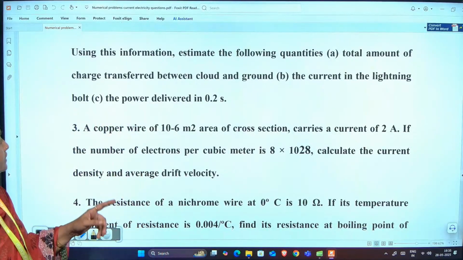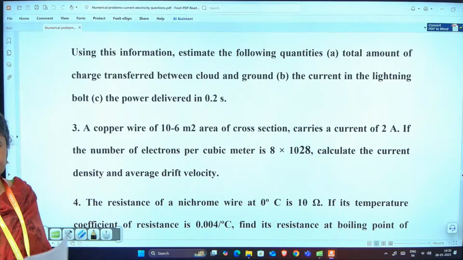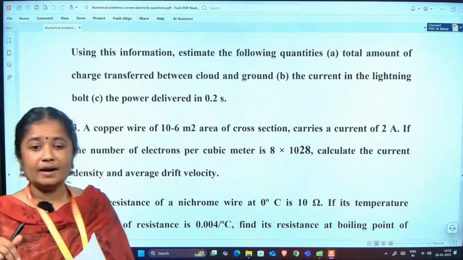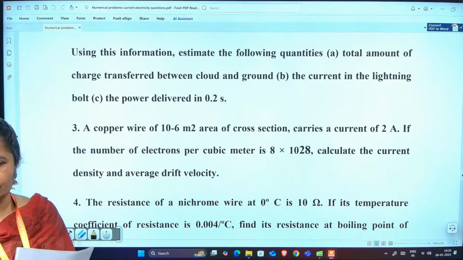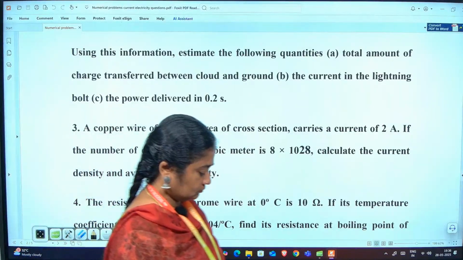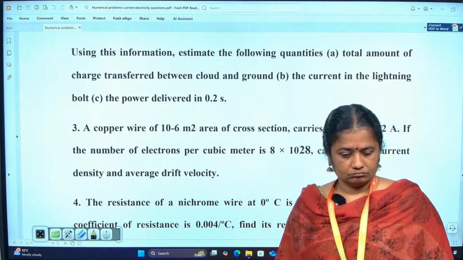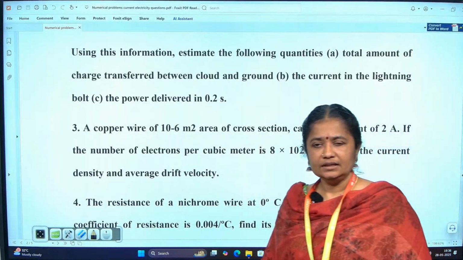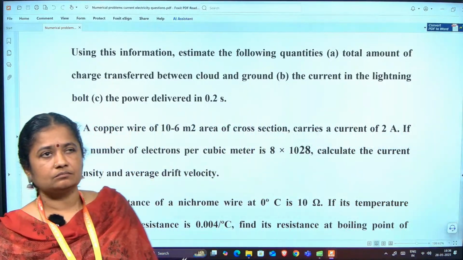Now the second part is to find the current in the lightning bolt. I is equal to Q by T. T is given as 0.2 seconds. I is equal to Q by T.